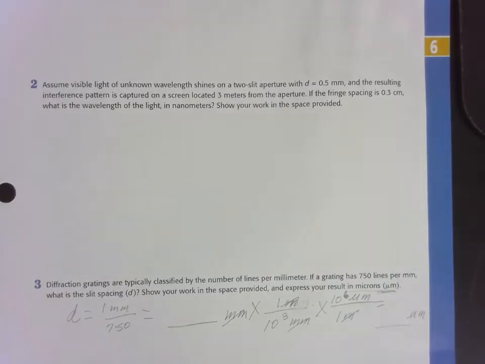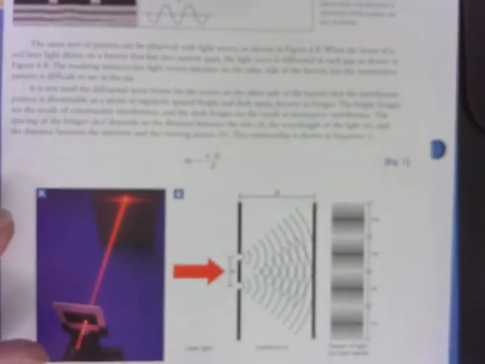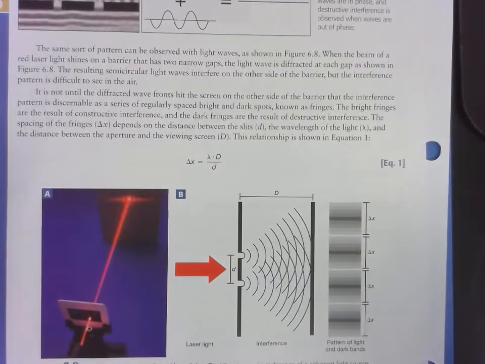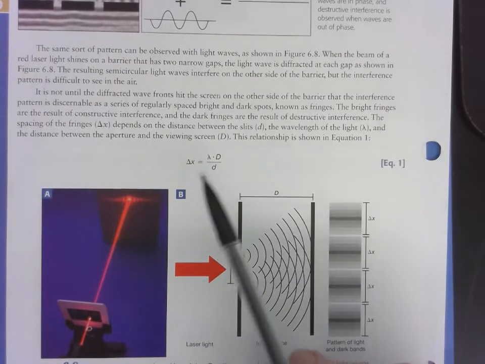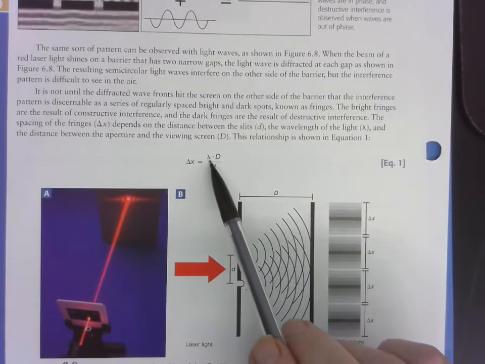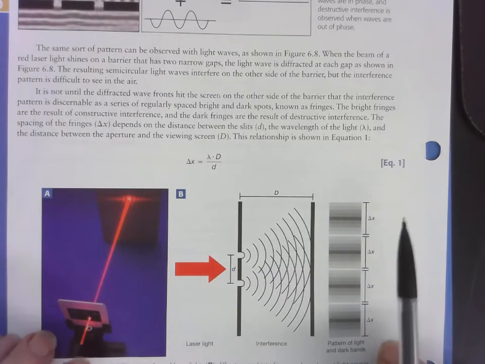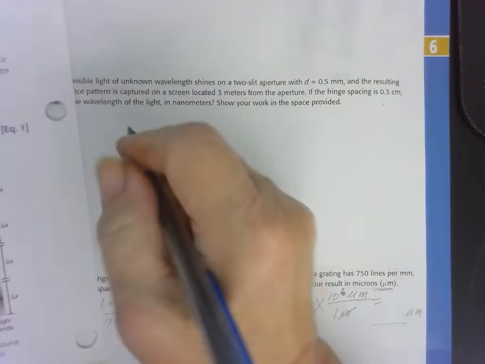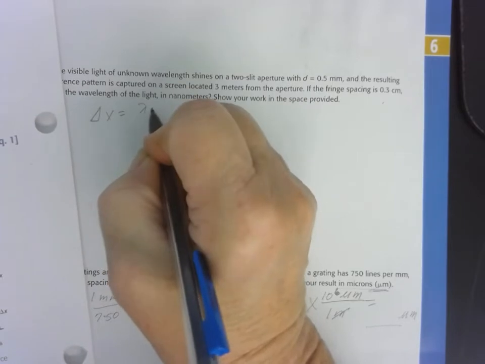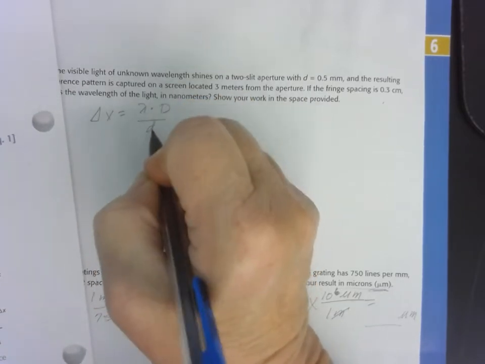So now we need to use an equation, and that's found in our lab manual, on page 160, and that's equation 1. So here is our equation. Delta x equals lambda times capital D divided by little d. So let's write that equation, and then we'll figure out what we're going to plug in. Delta x equals lambda times capital D divided by little d.